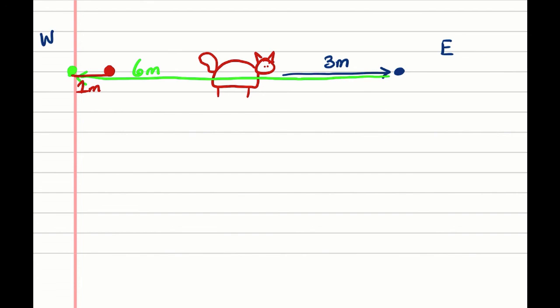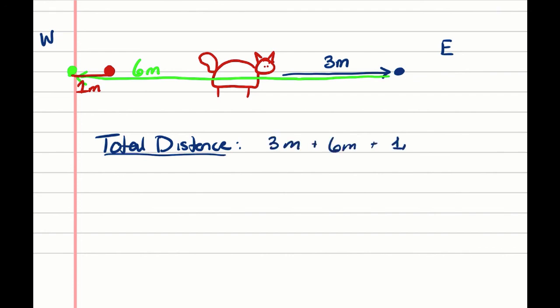Okay. If that is the case, then we have to look at, first, total distance. So again, this cat-dog creature went 3 meters, then 6 meters, then 1 meter. So total distance is easy. That's 10 meters total. No direction information, not important, just the cat went a total distance of 10 meters.